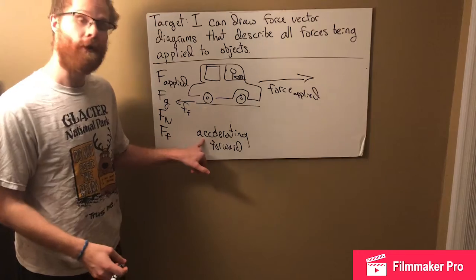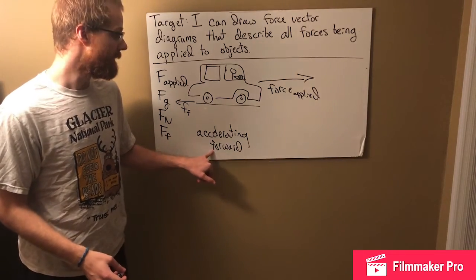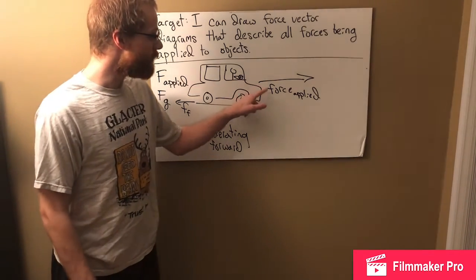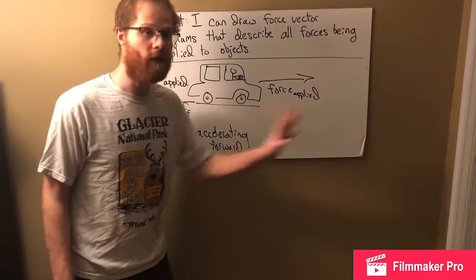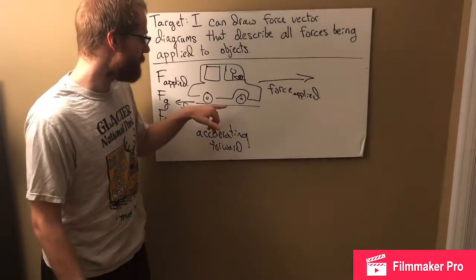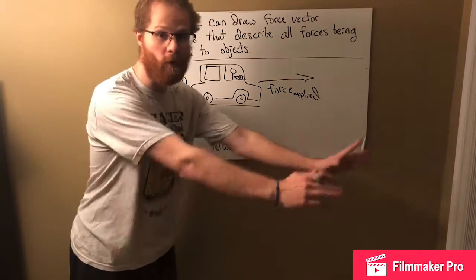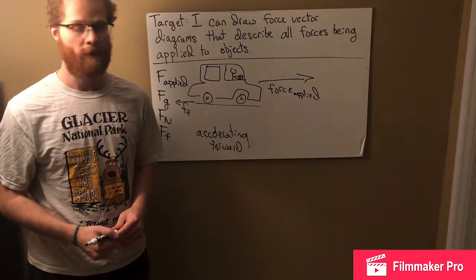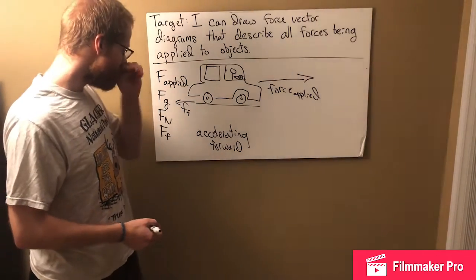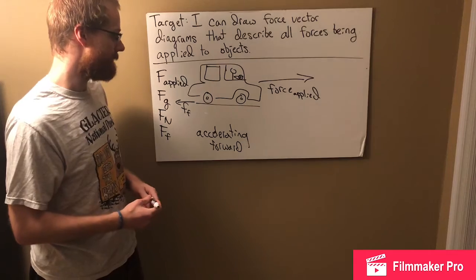We do know that the car is accelerating forward. What that means is that the force applied is greater than the frictional force. That's why the car is able to accelerate, because the force being applied to move it forward is greater than the force being applied that slows it down. Okay, so there's a frictional force that's a little bit smaller than the applied force.